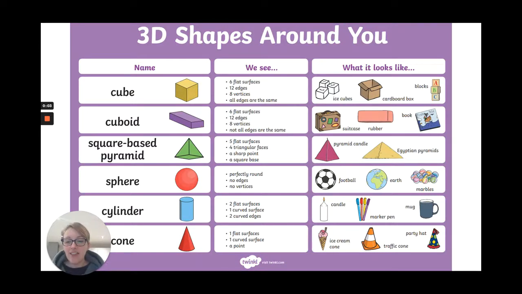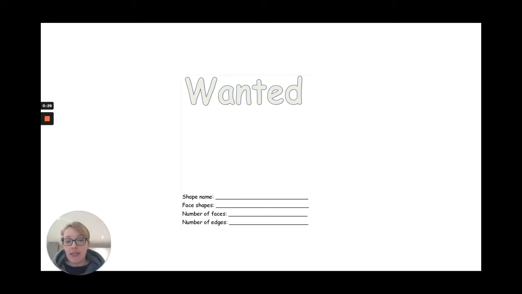Okay, so there we've had a look at some of our shapes and we've explored some of the properties. So we've looked at the edges, we've looked at the faces, we've looked at the vertices. So your job now is to choose one of these shapes, and you might want to go around your house and find a real life object that is that shape to help you, okay? And then in your home learning pack, you should have a piece of paper that looks like this. So it says wanted. So you have got to make a wanted poster for one of those 3D shapes.